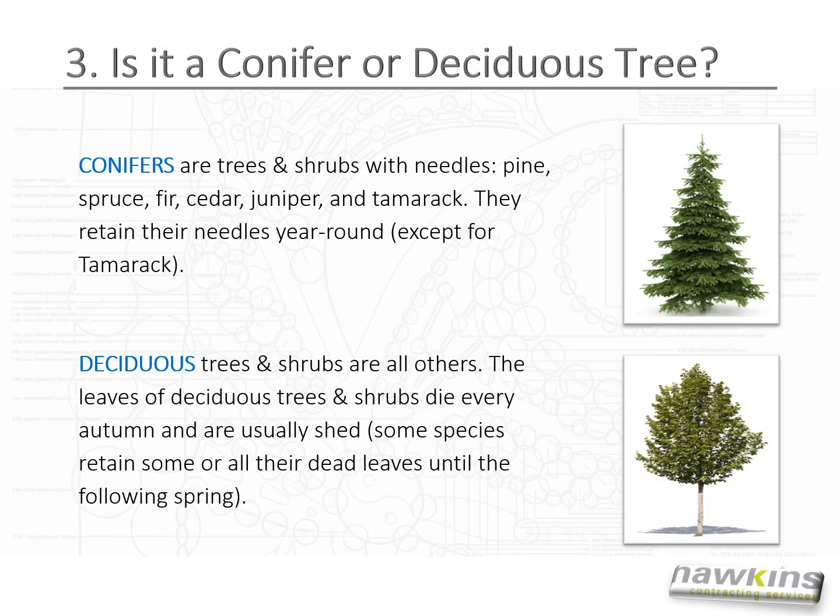Is it a conifer or a deciduous tree? Conifers are trees and shrubs with needles: pine, spruce, fir, cedar, juniper, and tamarack. They retain their needles year-round, except for tamarack. Deciduous trees and shrubs are all others. The leaves of deciduous trees and shrubs die every autumn and are usually shed. Some species retain some or all of their dead leaves until the following spring, though.